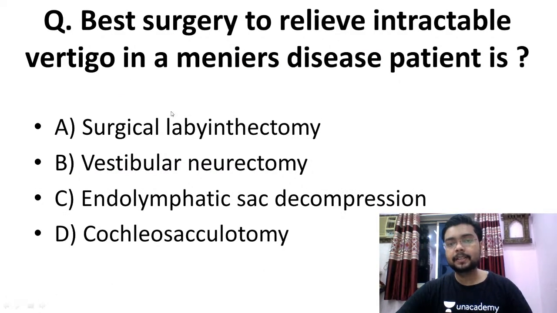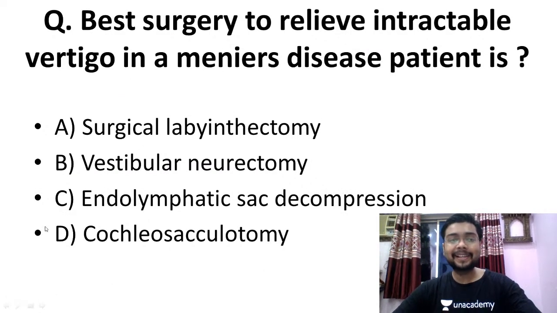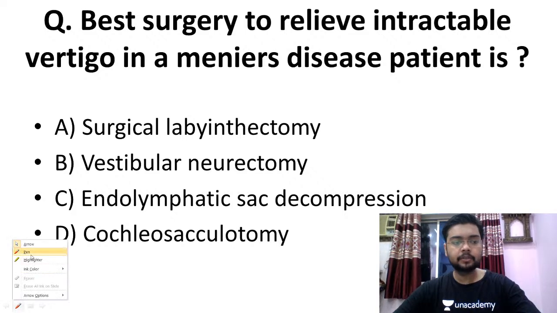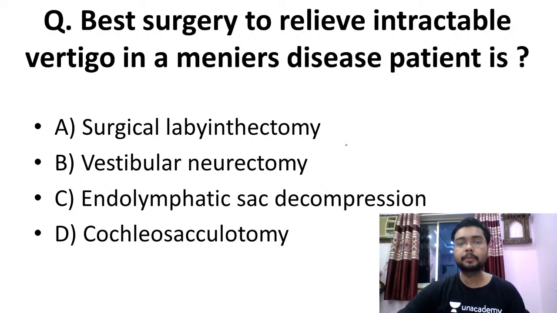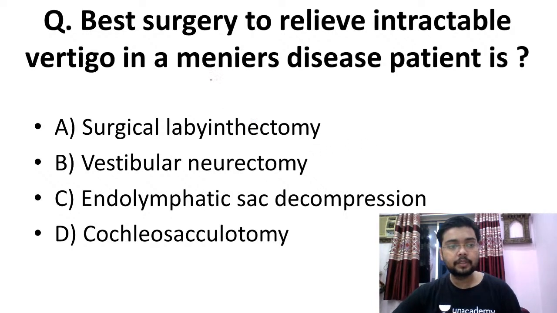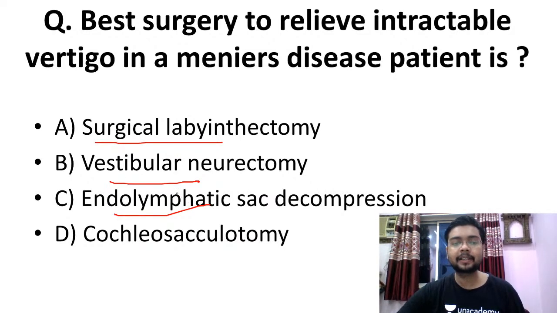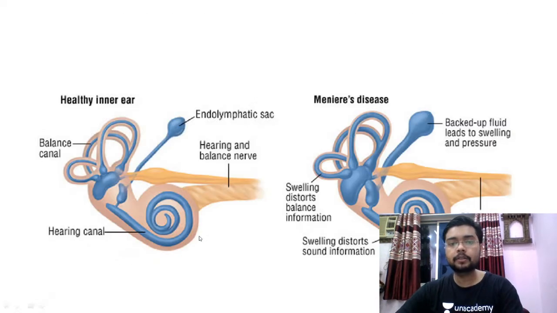Now, best surgery to relieve intractable vertigo in a Meniere's patient. This is again a question from AIIMS which was asked. Best surgery to relieve intractable vertigo in a Meniere's patient. If you see the options, one is surgical labyrinthectomy, vestibular neurectomy, endoscopic sac decompression, and the last is cochleosacculotomy.